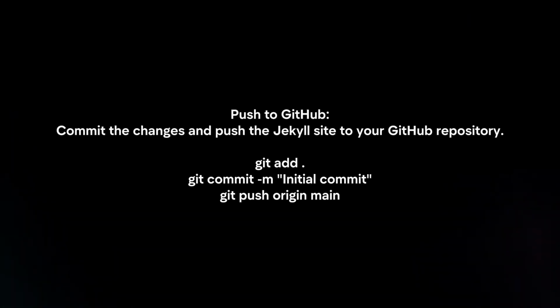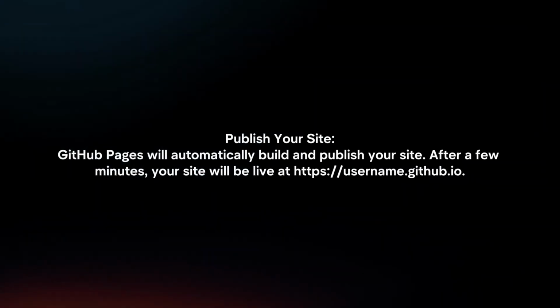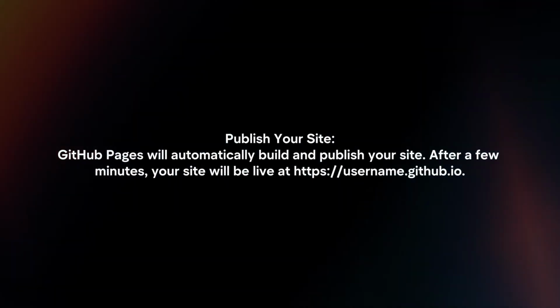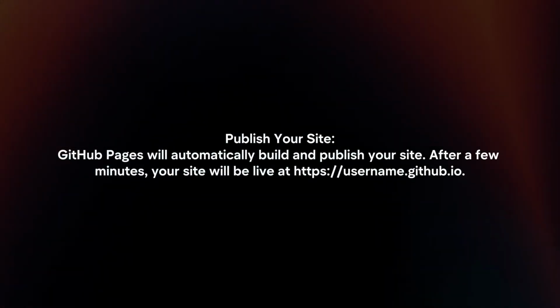Push to GitHub. Commit the changes and push the Jekyll site to your GitHub repository. Publish your site. GitHub Pages will automatically build and publish your site. After a few minutes, your site will be live at https://username.github.io.